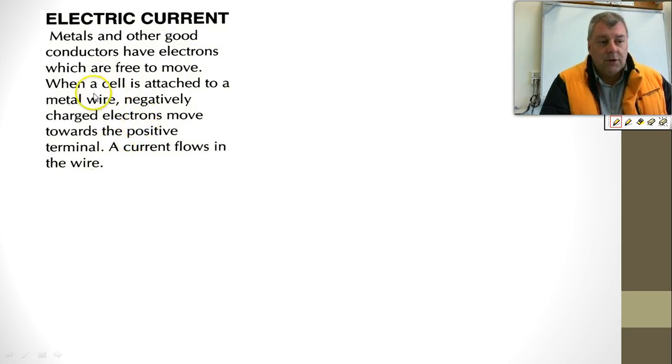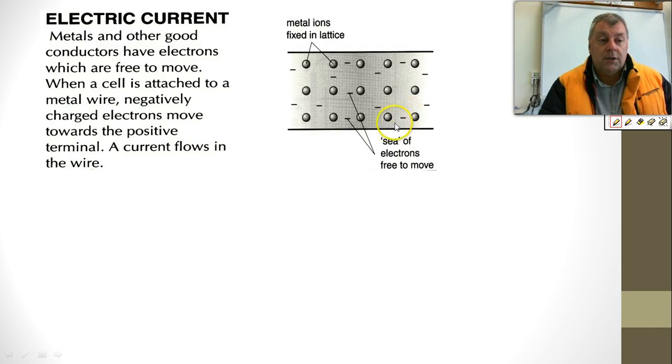When a battery is attached to a metal wire, the electrons, which are negatively charged, just reminding you, move towards the positive terminal, and therefore a current flows, and current is those electrons flowing through the conductor. In a metal, going back to our metallic bonding model, we have the cations and then your delocalized electrons, and they are free to move. So if we put a potential difference or a voltage across there, we get a flow of electrons.